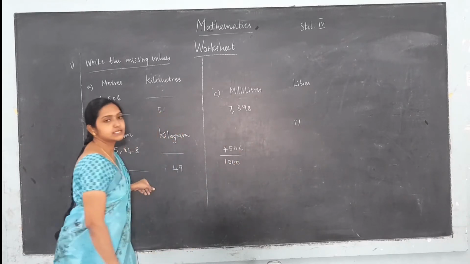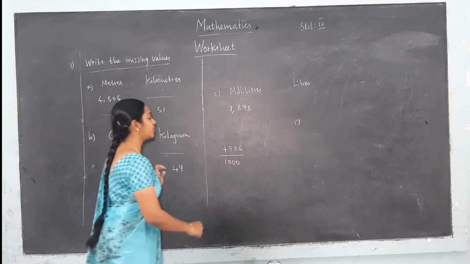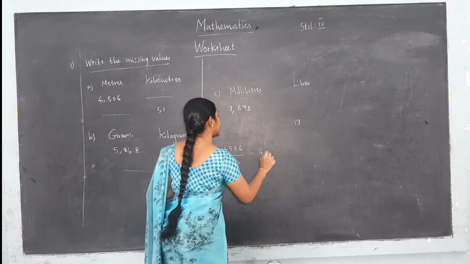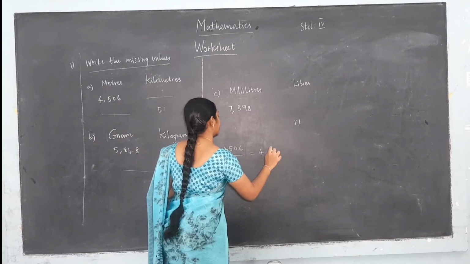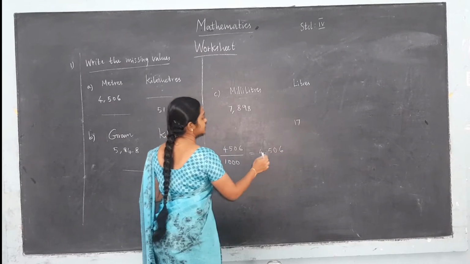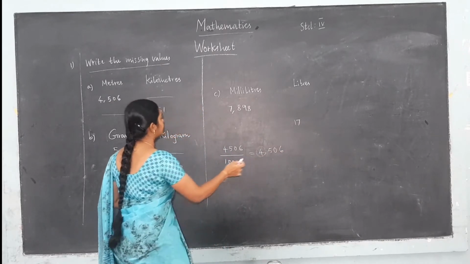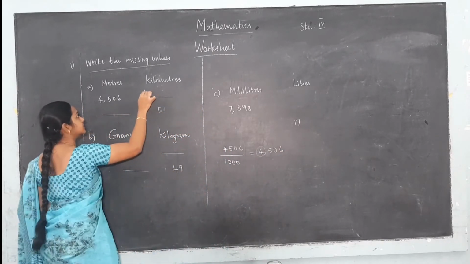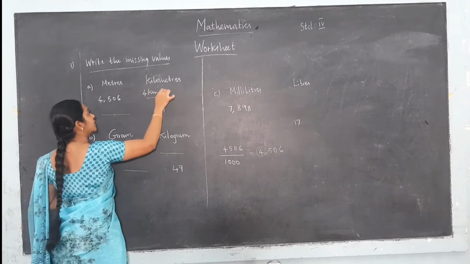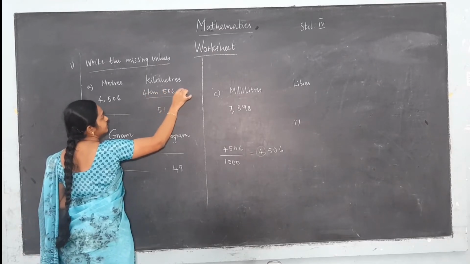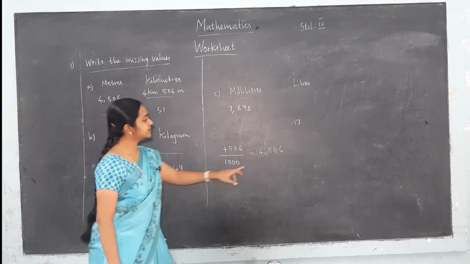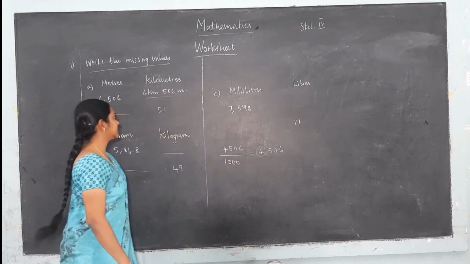We are having 3 zeros, so we have to keep the decimal point before 3 places. So it will be 4.506. So before the decimal point it will be 4 kilometer, 506 meter. After the decimal point it will be meter.